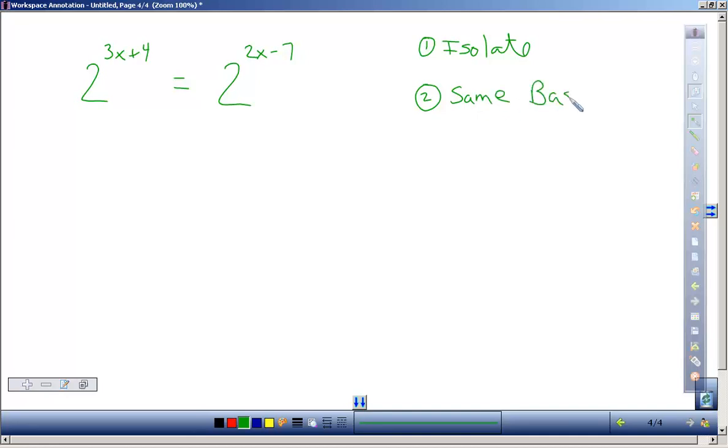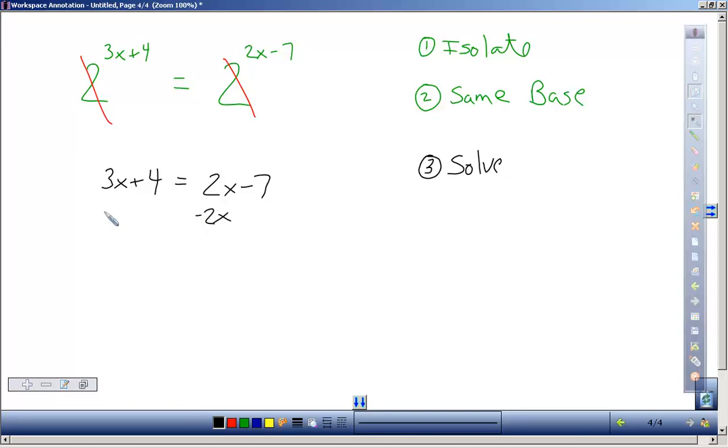If we notice that it is the same base, then they just cancel out. This is 2 to the something power, and this is 2 to the something power. So since they're the same base, they just cancel. And all I'm left with is 3x plus 4 is equal to 2x minus 7. And that is just something that I can then finish solving.